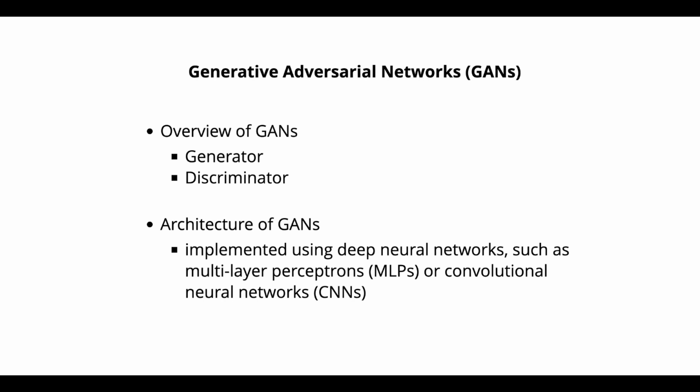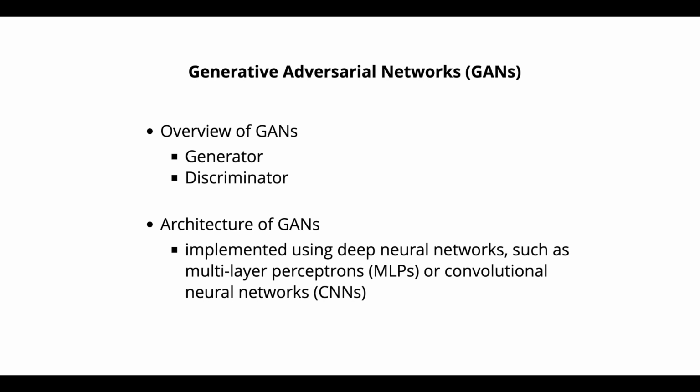So to go over some of the overview of GANs, GANs are composed of two neural networks, the generator and the discriminator. The generator generates synthetic data samples from random noise. The discriminator evaluates whether a given sample is real from the training data or fake generated by the generator. The generator and discriminator are trained simultaneously through adversarial training. That's why it's called generative adversarial networks.